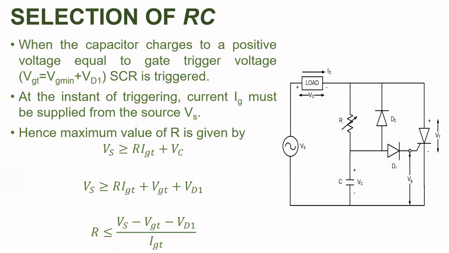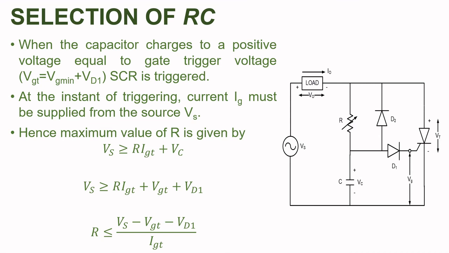When the capacitor charges to a positive voltage equal to the gate trigger voltage, the voltage across the gate is equivalent to the summation of Vg minimum plus the voltage drop across diode D1. At this instant, the voltage at the gate must be maintained by the capacitor and the gate current should be supplied by the source. Hence, the value of resistance R should be given by the equation given below.